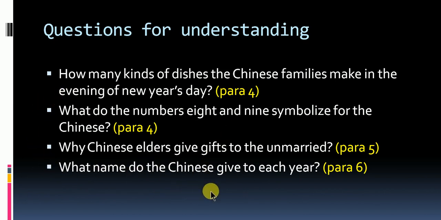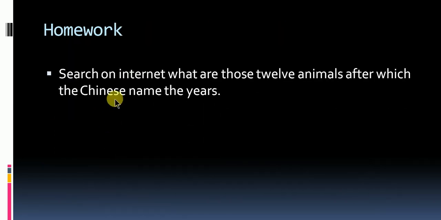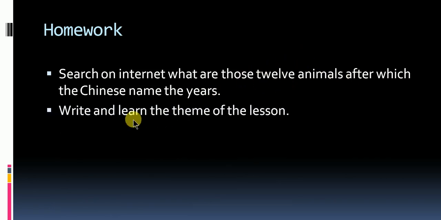Just by reading at a glance the lesson in the book, you can easily get the answers to these questions. Now your homework: search on internet what are those 12 animals after which the Chinese name the years. Yes, dear student, the Chinese have a cycle of 12 years, and each year they give the name of an animal. Now this is your homework to find those animals. Okay, go to internet and search what are those animals, and write and learn the theme of the lesson. You have to write the theme of the lesson.